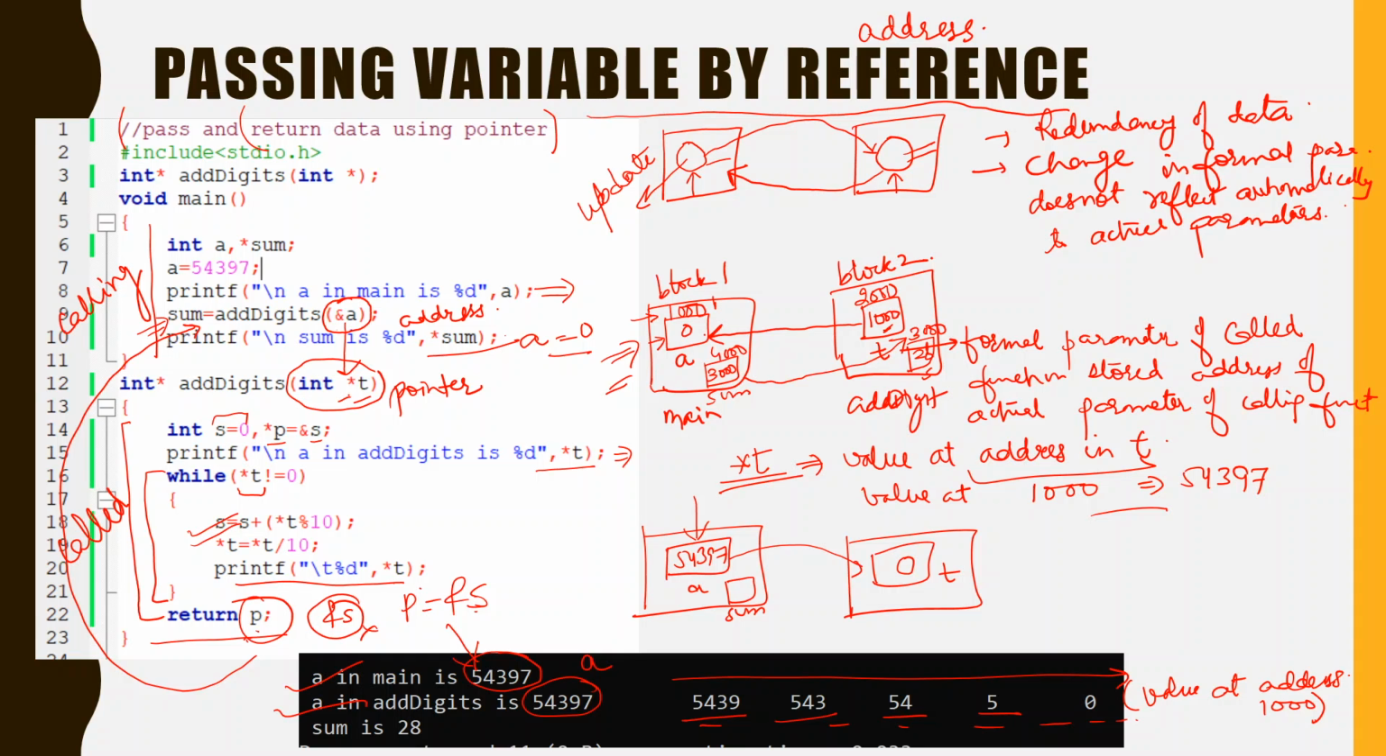Okay, what is returned is only the address of s, and this address of s is stored in this sum. So if you print this pointer sum, what is pointer sum? Pointer sum is the value at the address in sum. So what is the address in sum? It is the value at 3000, and you can see that the value at 3000 is 28. So that is why this 28 is printed over here.